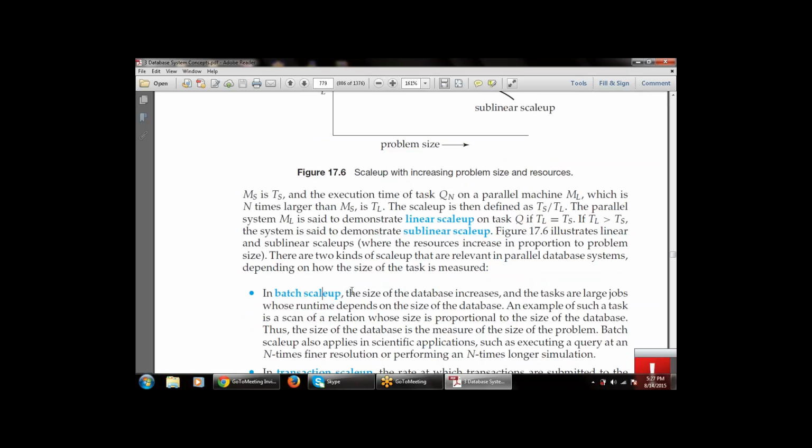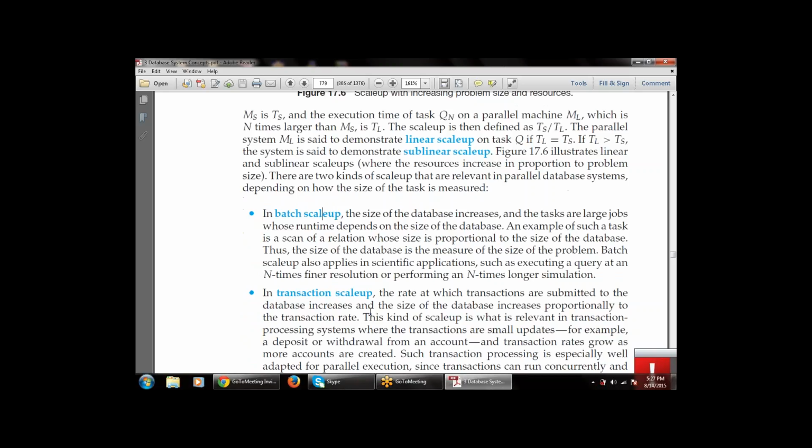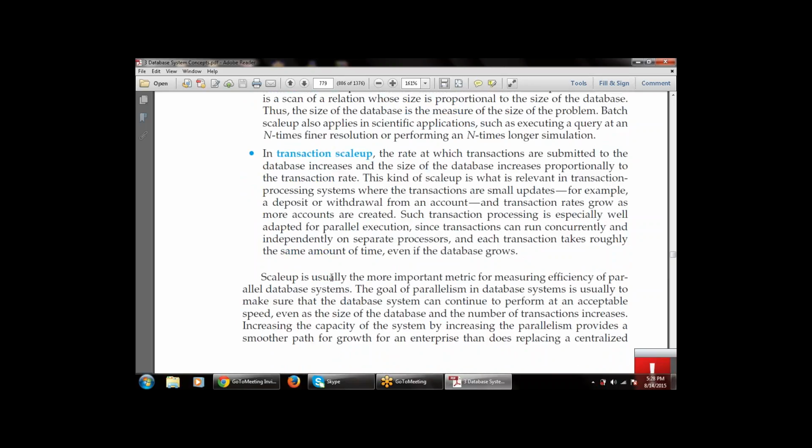So there are two kinds of scale up available. One is batch scale up, one is transaction scale up. In batch scale up, multiple tasks are assigned depending on the size of the database. In transaction scale up, multiple transactions are submitted to the database, and the size of the database is proportional to the transaction rate. Scale up is usually the most important metric for measuring the efficiency of a parallel database system.